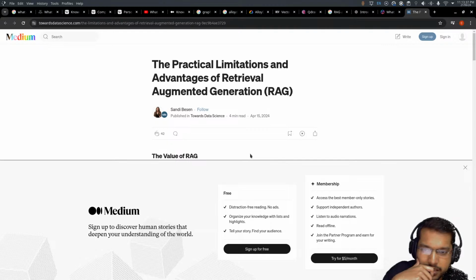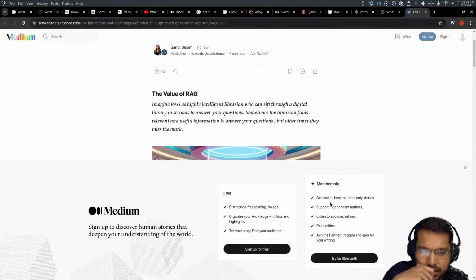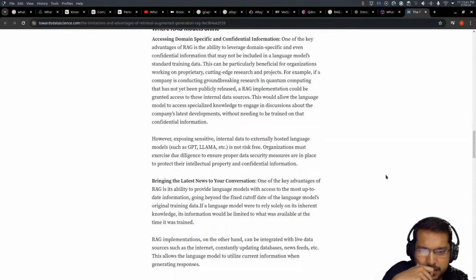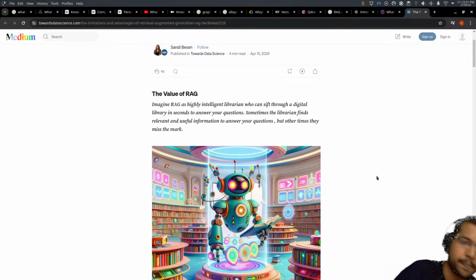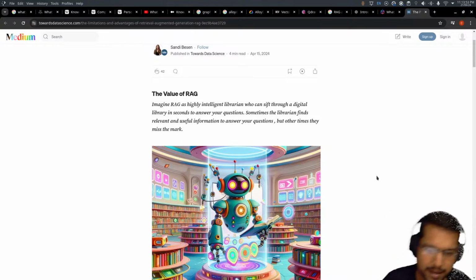This is an Amazon page. Yikes. Please let me read this without signing up. Thank you. The value of RAG. Imagine RAG is a highly intelligent librarian who can. Why can I not add RAG to this instead of a knowledge graph?